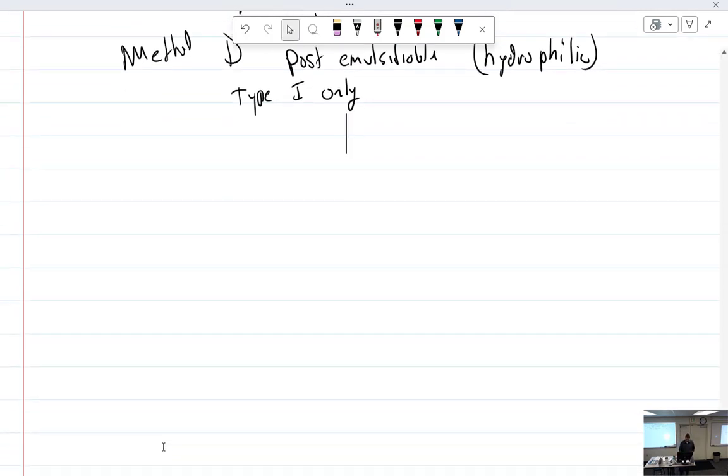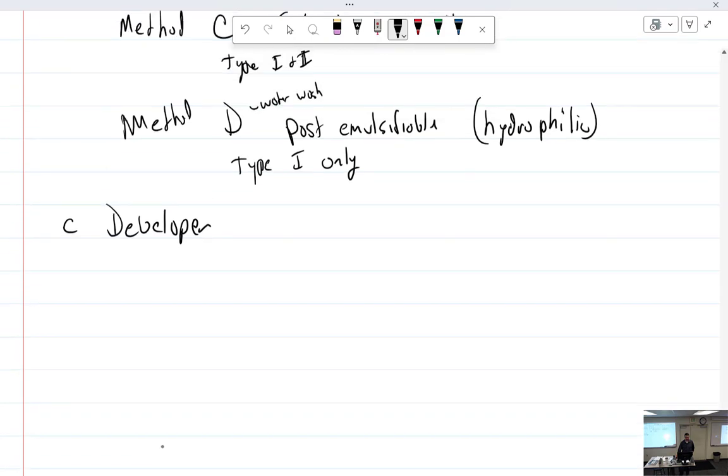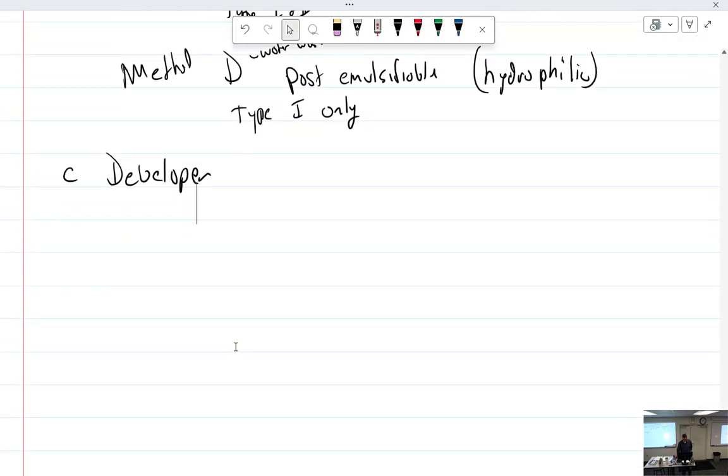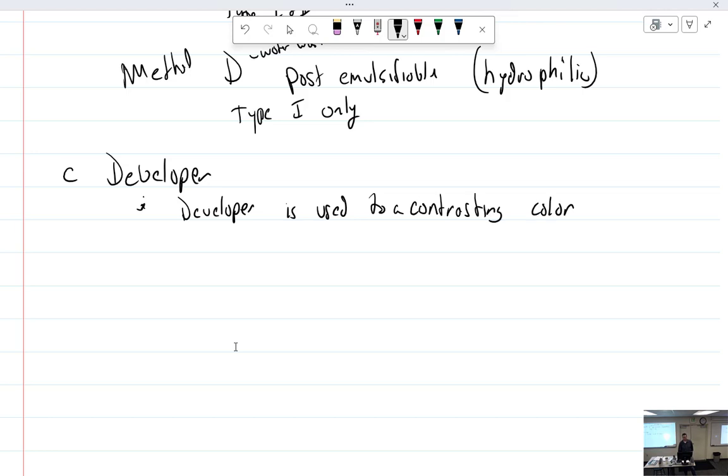All right. Then we have the developer. Now notice here, A, B, C, and D are all caps. Method A, method B, method C, method D. Then we're going to use a developer. So the developer is used to give a contrasting color first. Means a color that's easy to see.